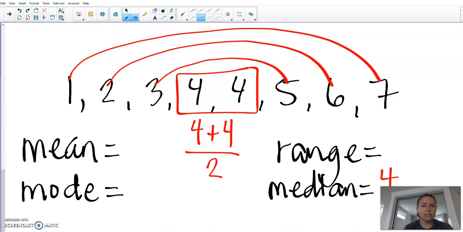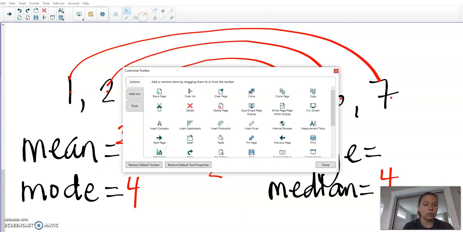Now, let's go ahead and practice the mean. So 1 plus 2 is 3, 3 plus 3 is 6, 6 plus 4 is 10, 10 plus 4 is 14, 14 plus 5 is 19, plus 6 is 25, plus 7 is 32. Now, how many numbers do we have? We're going to have to do 32 divided by what? 1, 2, 3, 4, 5, 6, 7, 8. 32 divided by 8 is 4. The mode was also 4. Wow, mean, mode, median. Those are actually all the same, which is correct.